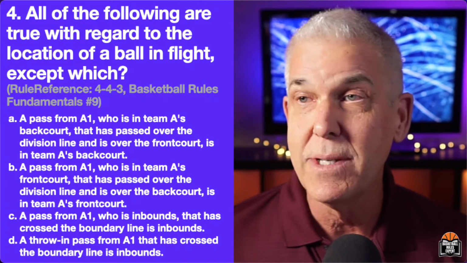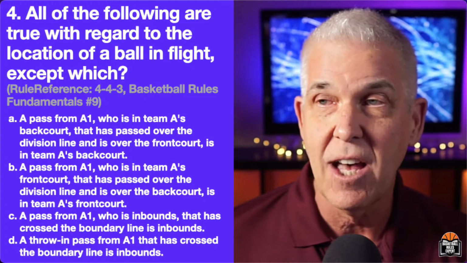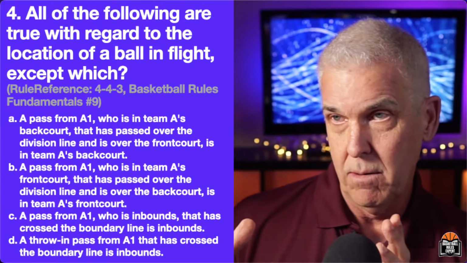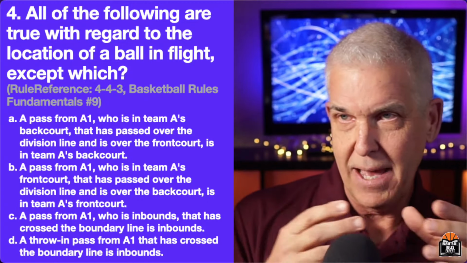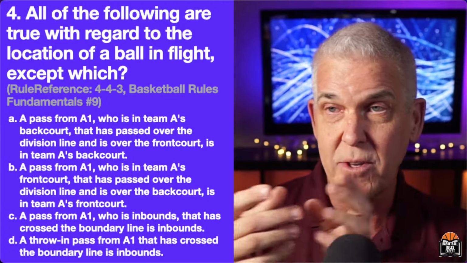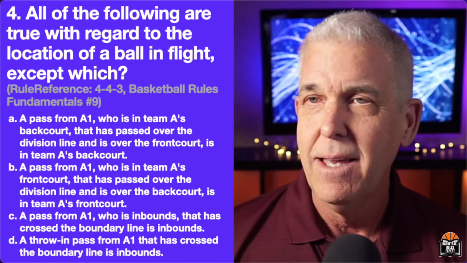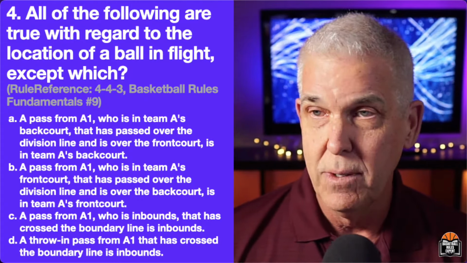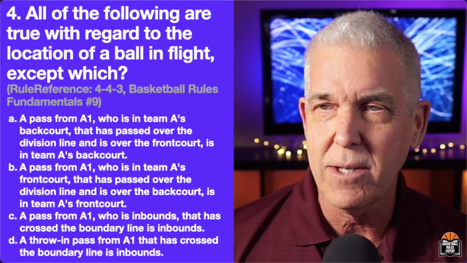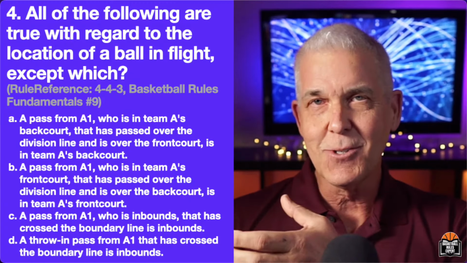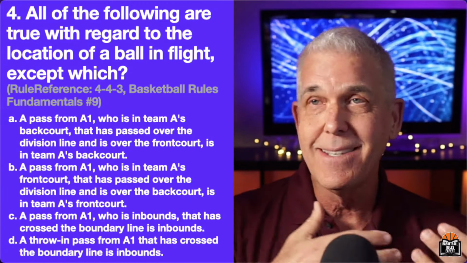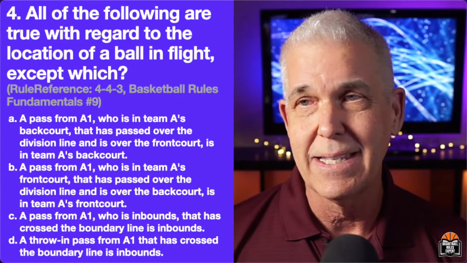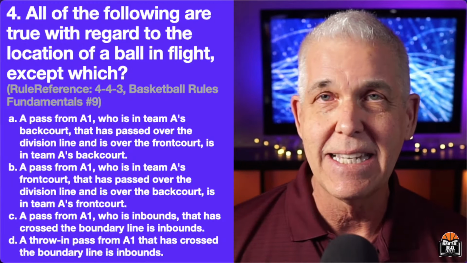B, a pass from A1 who is in Team A's front court that has passed over the division line and is over the backcourt is in Team A's front court. That would be true by the same logic. Pass from A1, who's in the front court, that is passed over the division line, is over the backcourt, is in the front court, yes. C, a pass from A1 who is inbounds, that has crossed the boundary line, is inbounds, that is true. Or D, a throw-in pass from A1 that has crossed the boundary line is inbounds. So here's our exception, right? A throw-in pass does not have inbound status until it contacts a player on the court or the court itself. So the correct answer here is D.